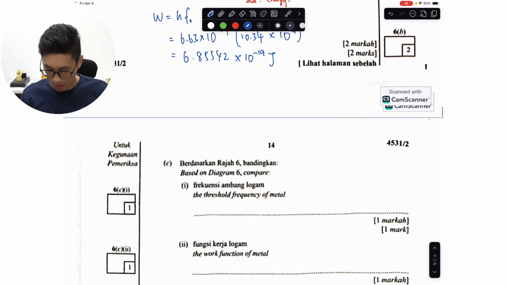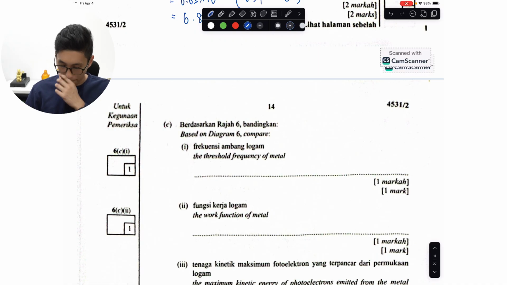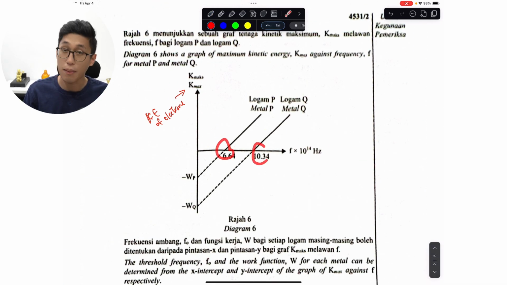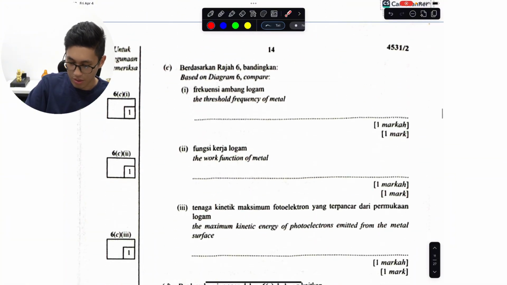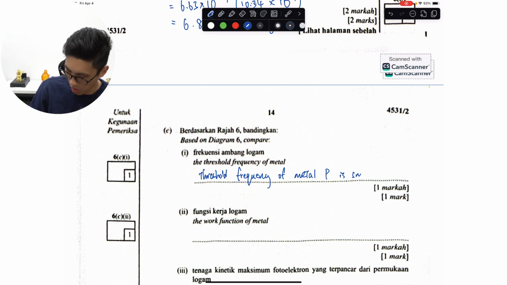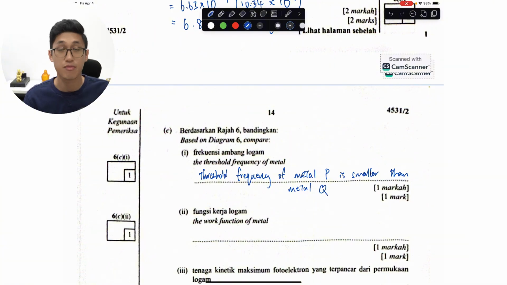All right, next part. Based on diagram 6, compare the threshold frequency of the metal. So now you know already that this number is a threshold frequency. I can say P is lesser than Q. So the threshold frequency of metal P is smaller than metal Q. Of course, you can say it the other way around. Threshold frequency of metal Q is greater than metal P.